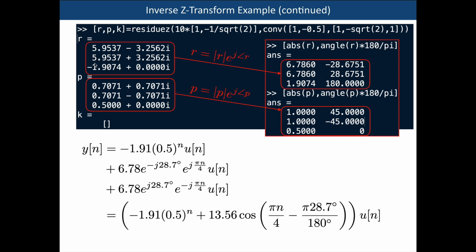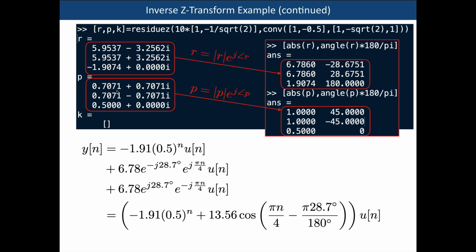So the answer is this. We're going to take this first residue right here, negative 1.91, rounding, and that corresponds to the third pole. Here's the third pole. So the third coefficient corresponds to the third pole. That's 0.5 to the n u of n. Okay, now let's go and look at these other poles.